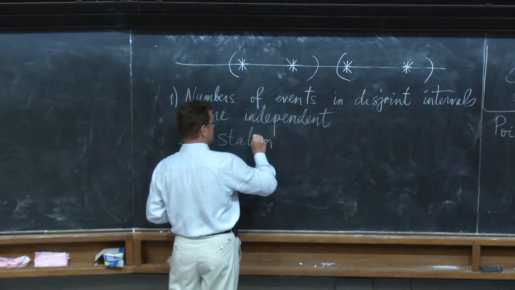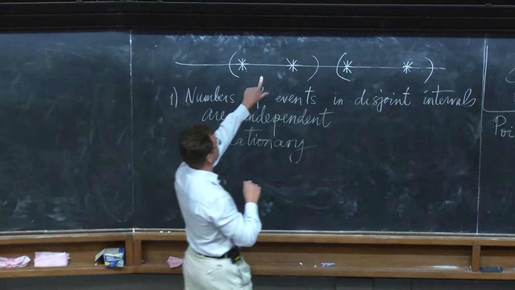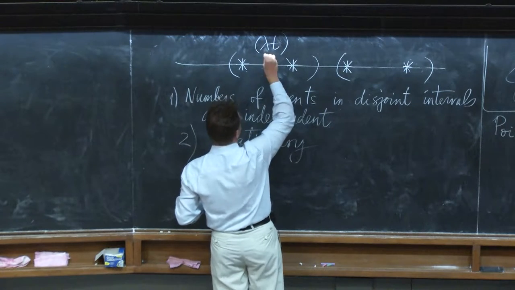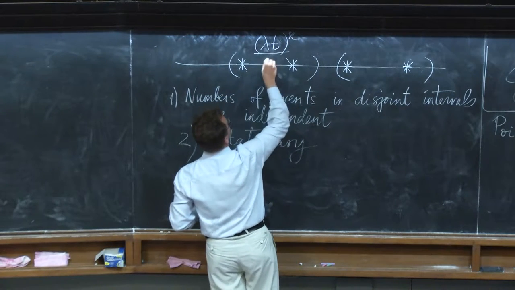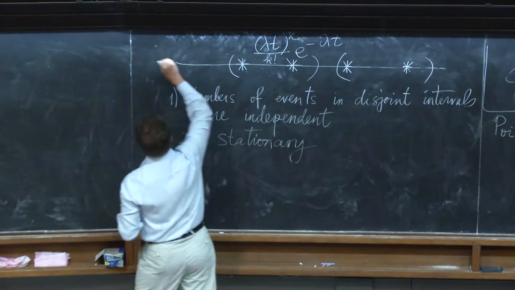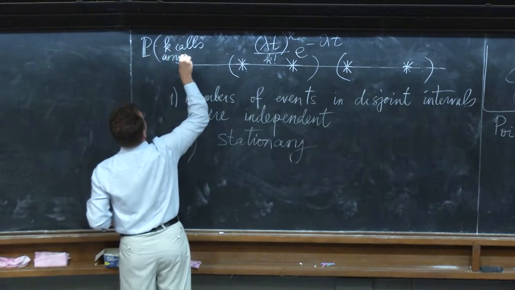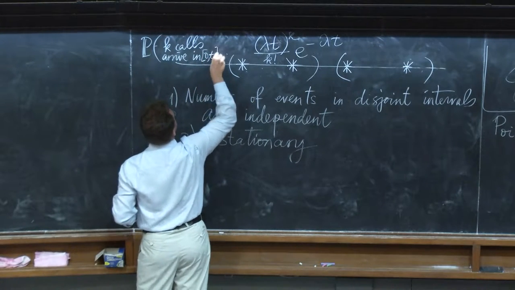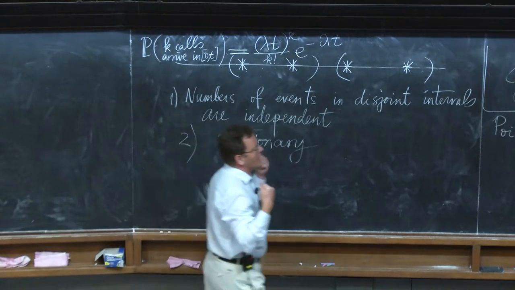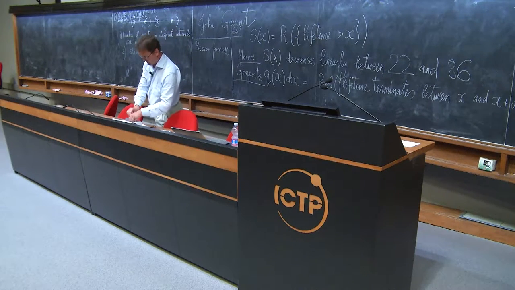So this already allows, in a relatively straightforward way, to show that the probability of k calls arriving in a given interval of length t has a Poisson distribution. So this is the probability that k calls arrive in interval 0, t, where lambda is the frequency of calls. And with Poisson processes, very many things can be computed very conveniently.